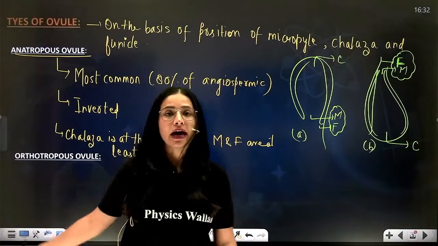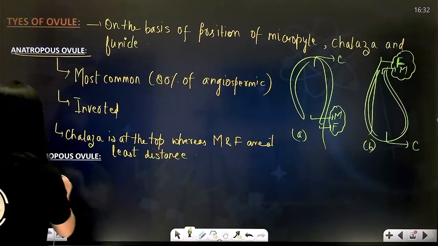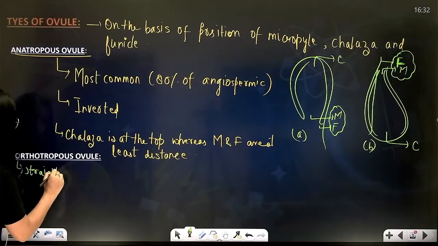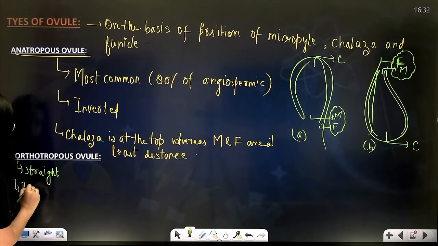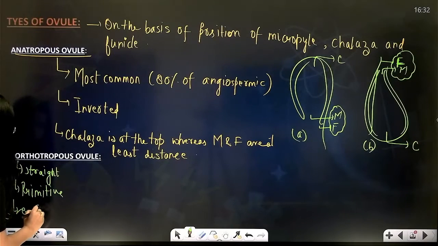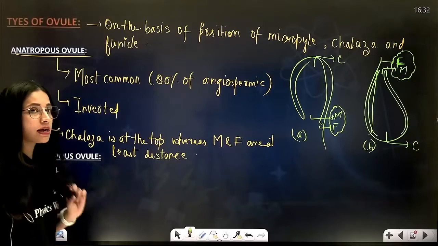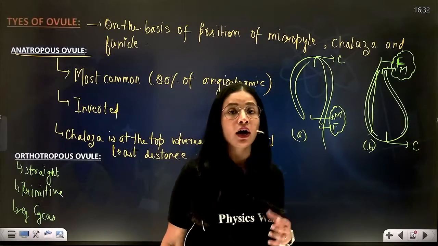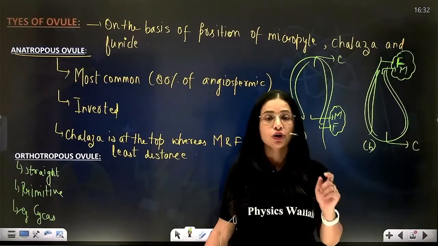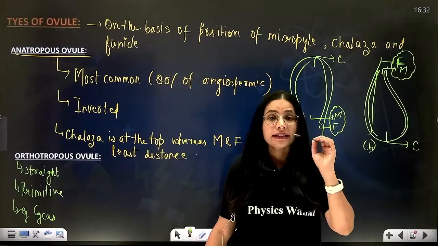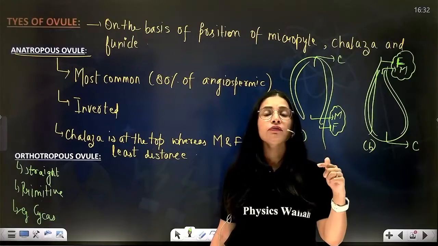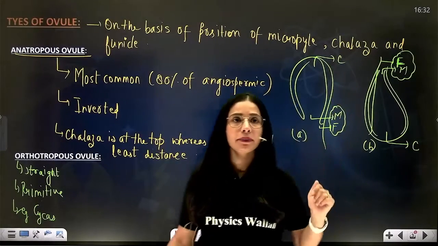Right? Now, the second type of ovule is orthotropous, which is also known as the straight ovule. It is the most primitive one, which is observed in, for example, cycas, gymnosperms. Gymnosperms are the first group of the plant kingdom, beta, to form ovule, and their ovule is the most primitive one, which is straight, orthotropous. Here, the distance between micropyle and funicle will be maximum, and chalaza will appear at the base, micropyle will appear at the top.